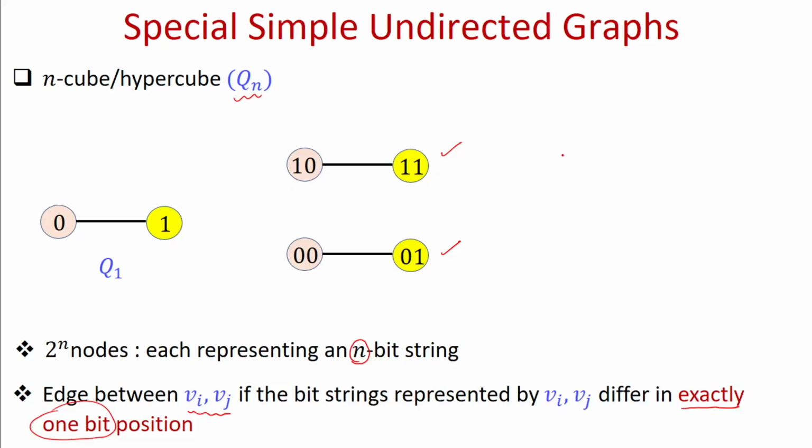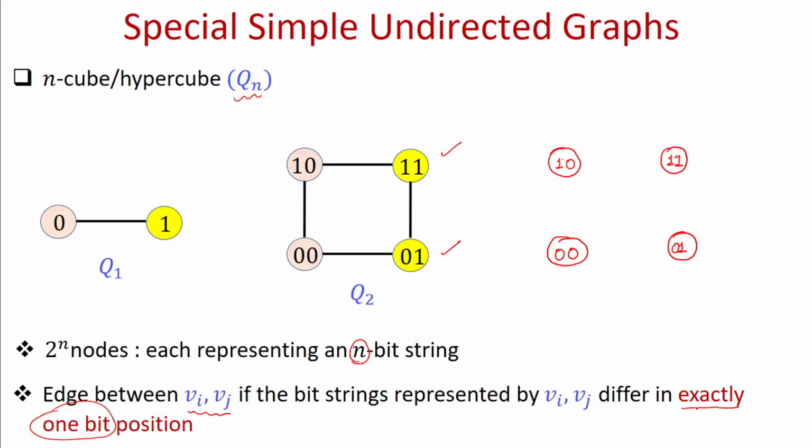So the copy of Q1 that I would have taken is the following. I would have taken the vertex representing the bit string 0, and the vertex representing the bit string 1. What I'm saying is you add a 1 at the beginning of these bit strings. You take the second copy of Q1 and you add a 0 at the beginning of all the strings represented by the nodes in this copy of Q1. And now you add the required edges depending upon whether the bit strings differ in exactly 1 bit position or not.